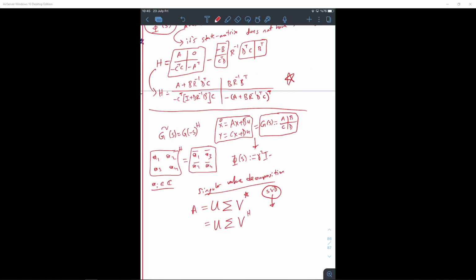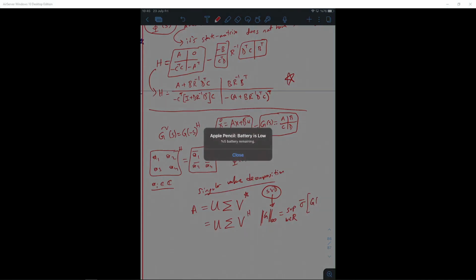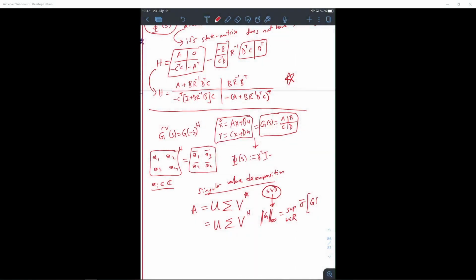So, for a side note, what was G infinity? It was the supremum over omega in R of sigma max, I could have written sigma max as well, and sigma max of G of j omega.